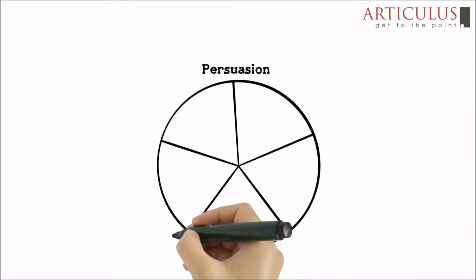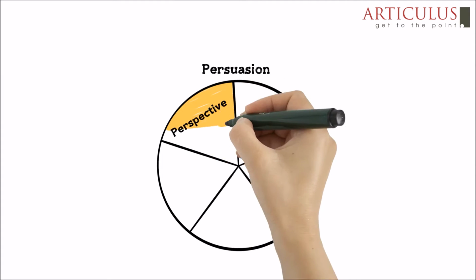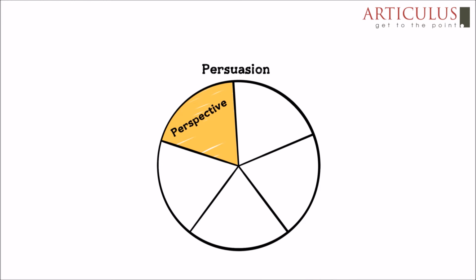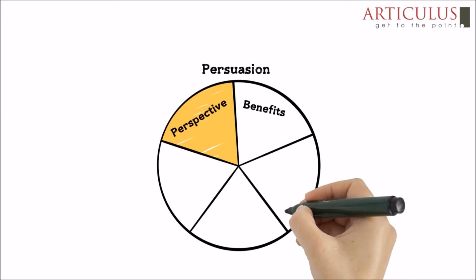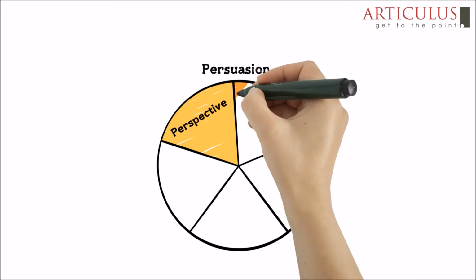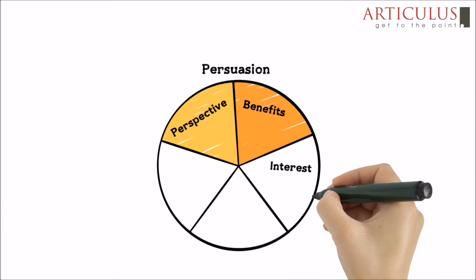The first one to talk about is perspective. You've got to provide your audience with some perspective. You've got to give them a new point of view or get them to look at things from your point of view. Also, you've got to talk about things that are beneficial to them. You know, what's in it for them and what's the value to them if they do what you're trying to persuade them to do.